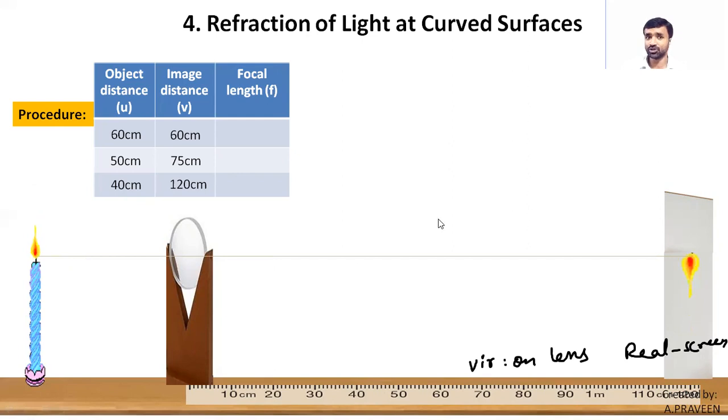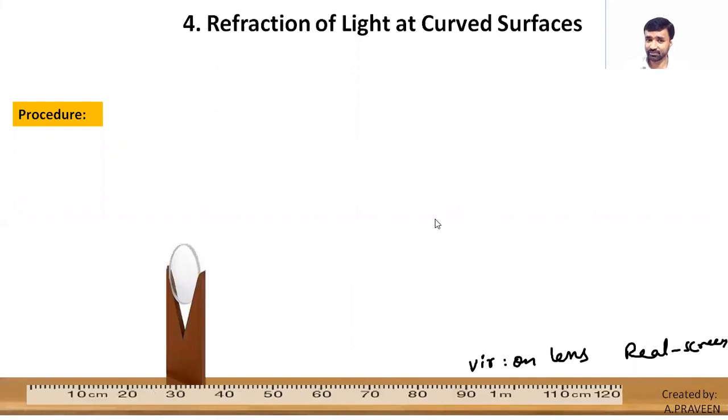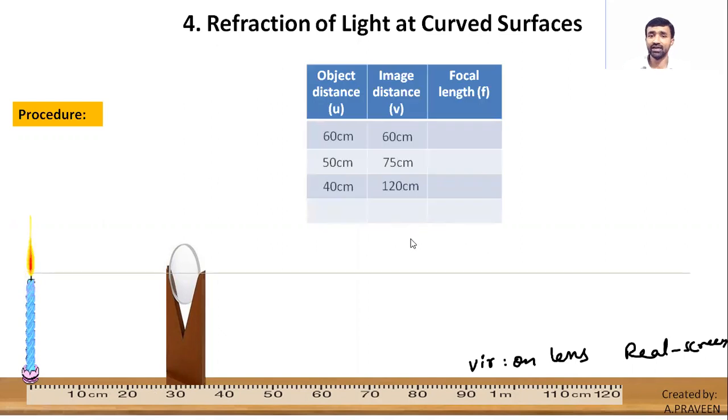Completed. Then change the position to 30 centimeters. Place the object at a 30 centimeter distance from the lens. So the lighted candle is placed at 30 centimeters, above the principal axis. The flame is observed. Okay. Note down the value in the table. That is 30 centimeters.